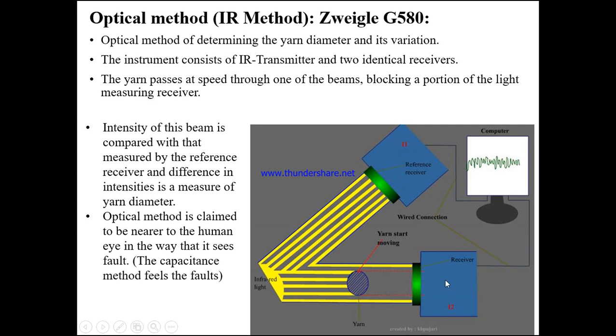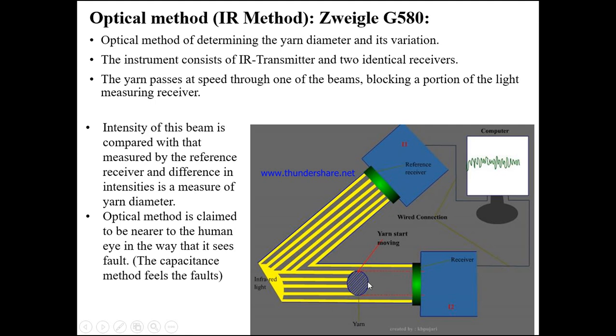Both receivers I1 and I2 are identical, and they are connected with a computer system for measurement of the intensity of the infrared radiation. Initially, when there is no fiber or yarn present, the intensity at both receivers I1 and I2 will be equal. There is no difference between the intensity of the infrared radiation detected by I1 and I2.